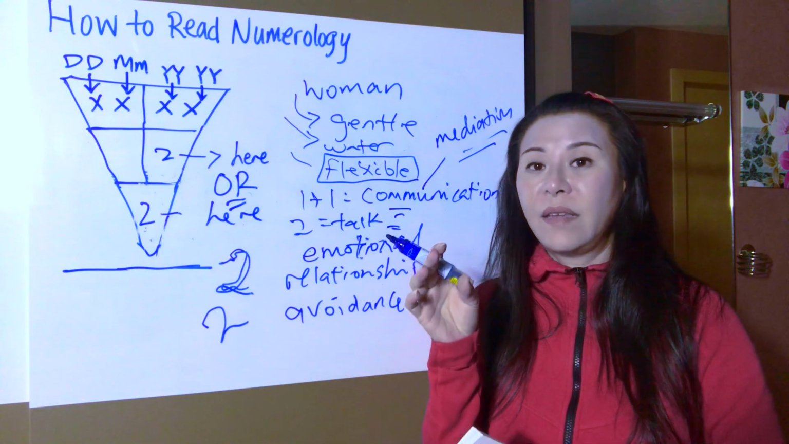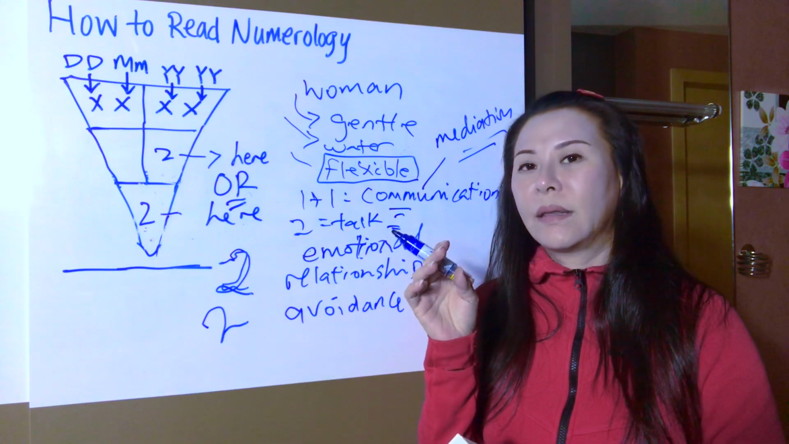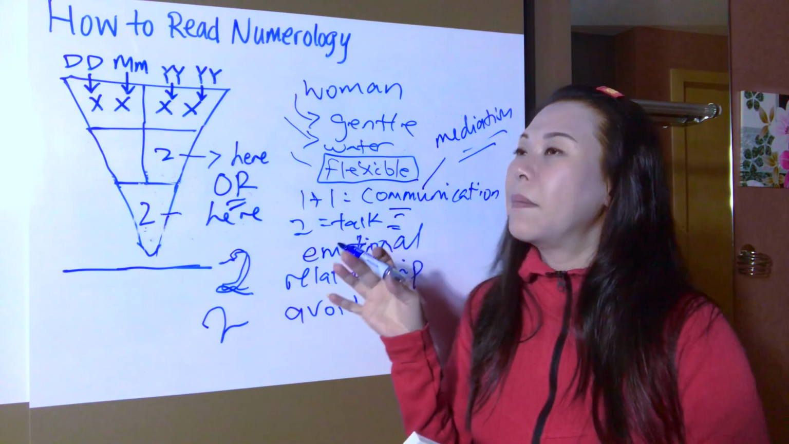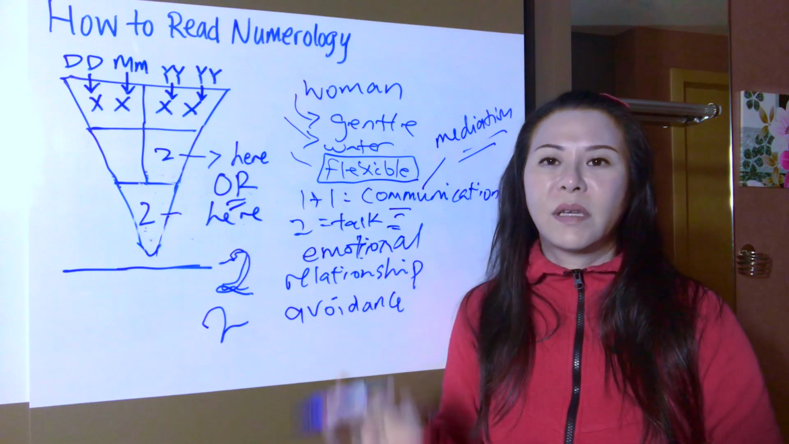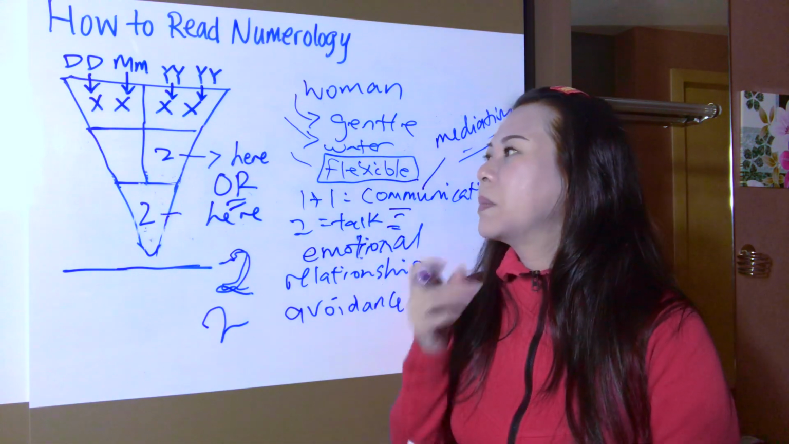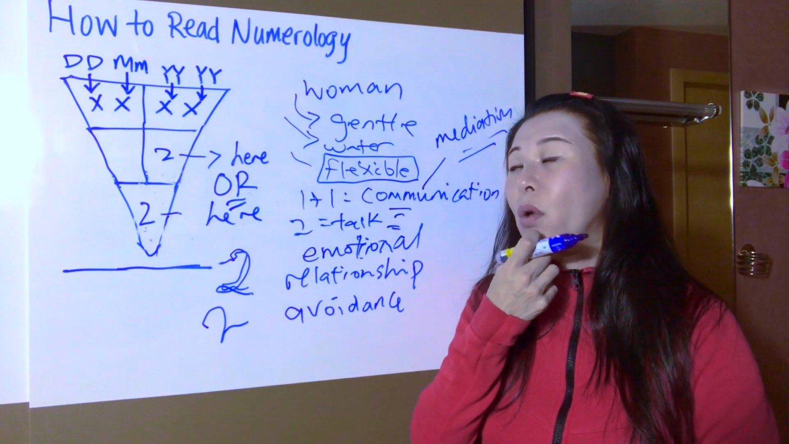They give advice, yeah, but they are not good at taking advice. So sometimes you tell them, don't do this, don't do that, and they just ignore your advice. And number 2 people sometimes also don't answer your questions directly.